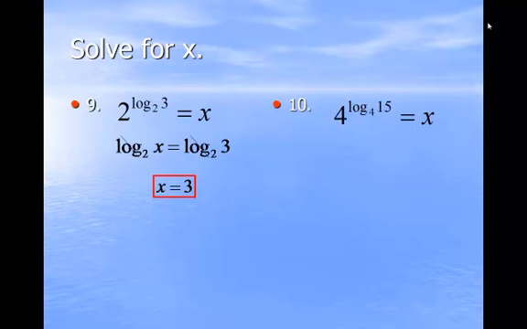Try number 10. Your base is 4, so we're going to start by saying log base 4, move the x to the left side of the equation, move the log base 4 of 15 to the right side of the equation. You have log base 4 on both sides, that'll cancel out, and x equals 15. So these last two were extremely easy, even though they look very complicated and very difficult.